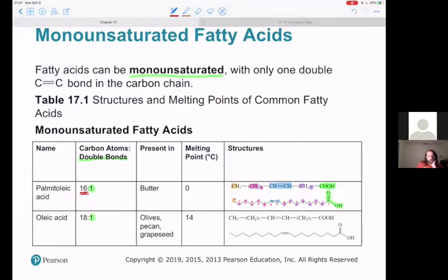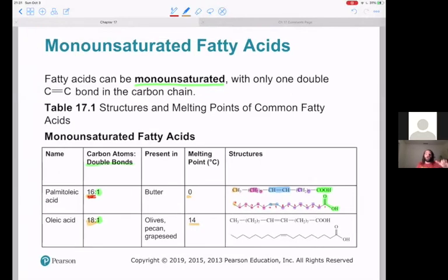Okay, and so as we can see, a similar trend to what we saw before: as we increase in number of carbons, so we go from 16 to 18, we also increase in our melting point. Both of these are below room temperature though, right? So even with just 1 degree of unsaturation, we have gone from being a solid at room temperature to being a liquid at room temperature.